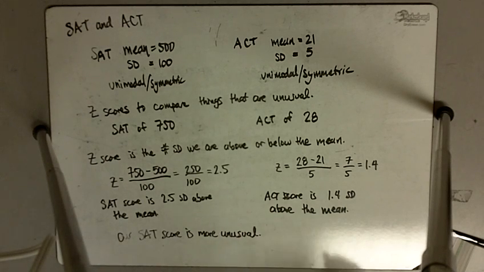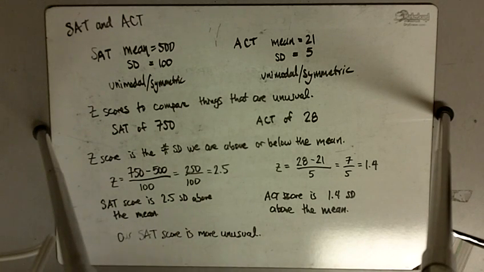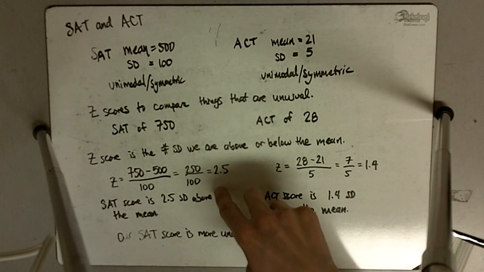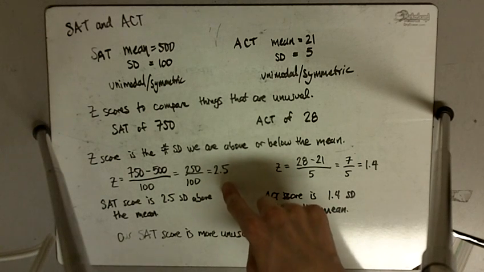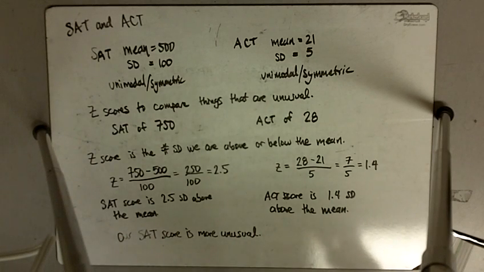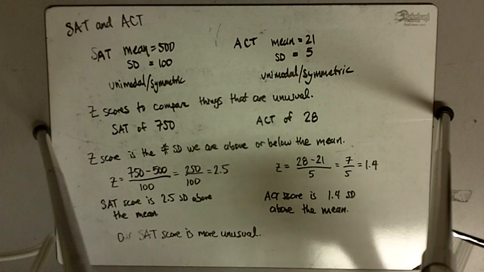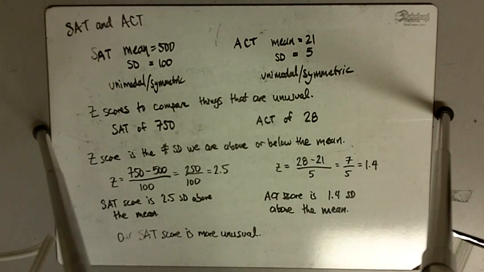Okay, so in fact, for unimodal and symmetric distributions, 95% of data is within 2 standard deviations of the mean, and our SAT score is 2.5 standard deviations away from the mean. So it's in that less than 5% of the people have SAT scores of 750. Okay, so it's quite unusual and very impressive in this case.